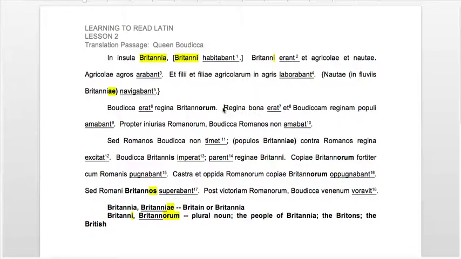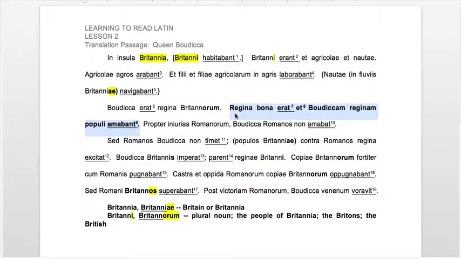One of those first sentences was this second sentence of the second paragraph. Regina bona erat, et Boudicam reginam populi amabant. There are two things to notice about this sentence. The first one is that it has two verbs, erat and amabant. Whenever a sentence has two verbs, it is expressing two ideas, each in its own clause. A clause is a group of words in Latin or in English that contains both a subject and a verb. So for every verb in a Latin sentence, you have a clause or a separate idea being expressed.